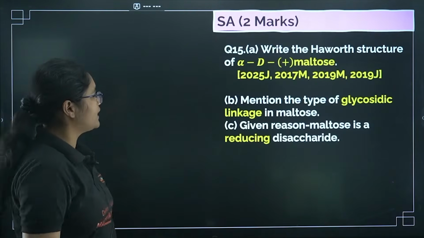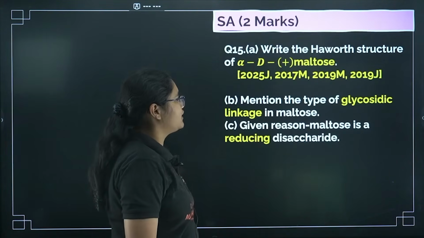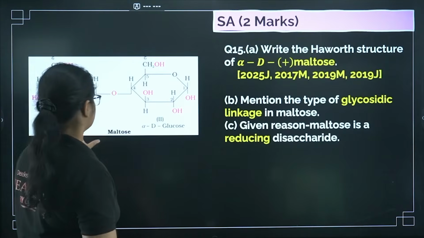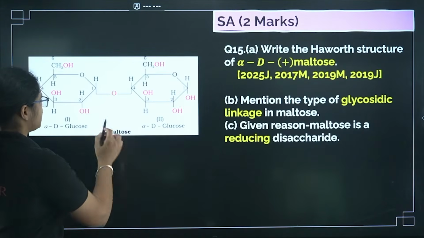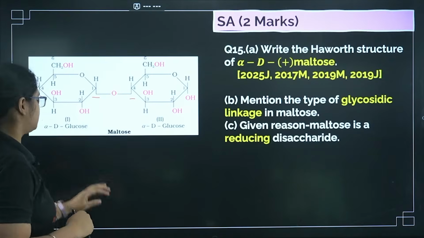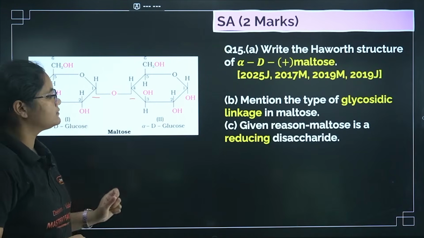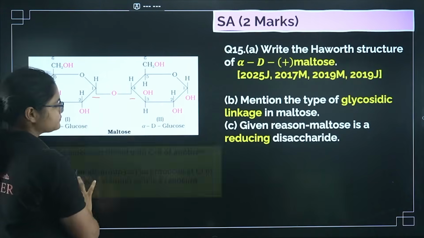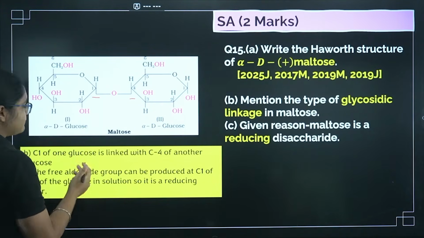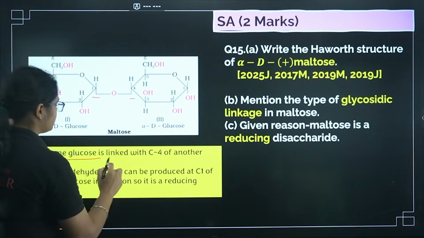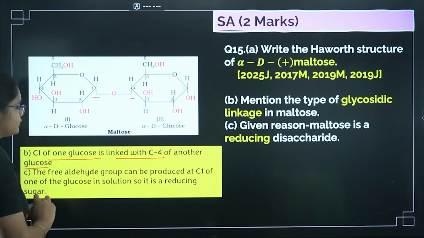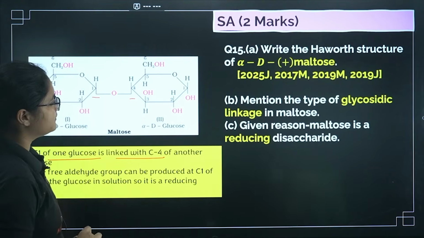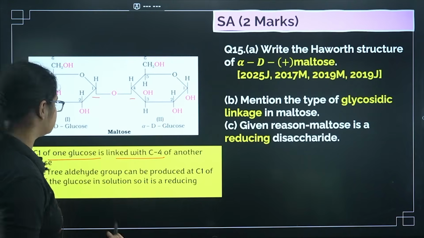Okay. Next, write the Haworth projection of alpha D maltose. So we have drawn the structure of maltose. You have to understand that a C1 C4 linkage is there between alpha D glucose units. Next, mention the type of glycosidic linkage in maltose. The type of linkage is that C1 of one glucose is linked with C4 of another glucose.